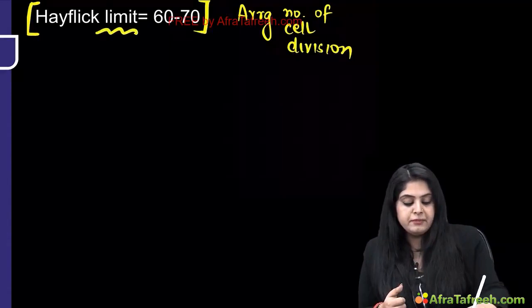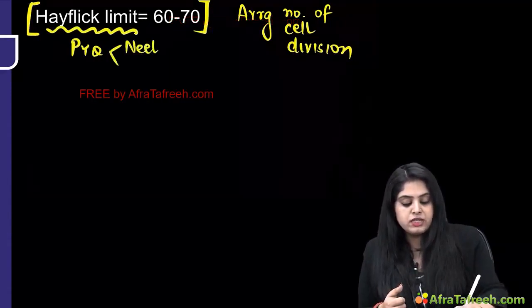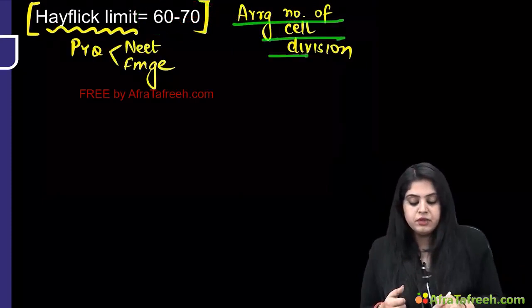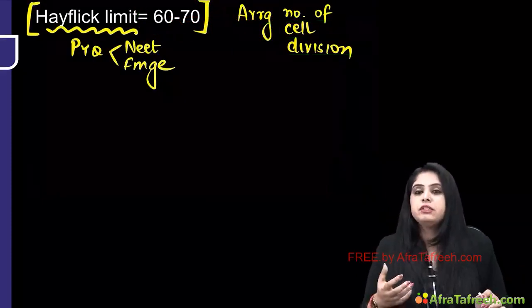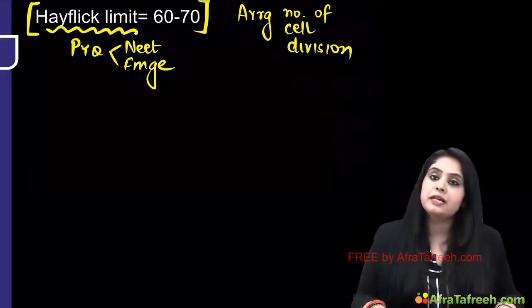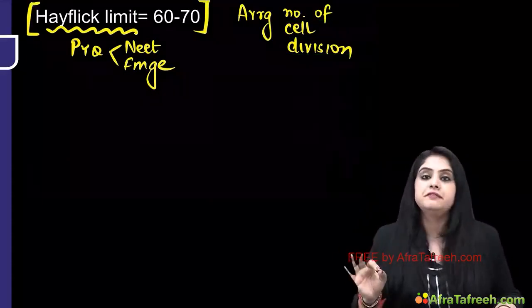What is Hayflick limit? This is a previous year NEET as well as FMG. दोनों में ये question आया है. You need to know this. Hayflick limit, firstly the ratta is 60 to 70. It is the average number of cell divisions. So average means from the entire body you have found out what is the average number of times that a cell can divide, and that is the Hayflick limit.